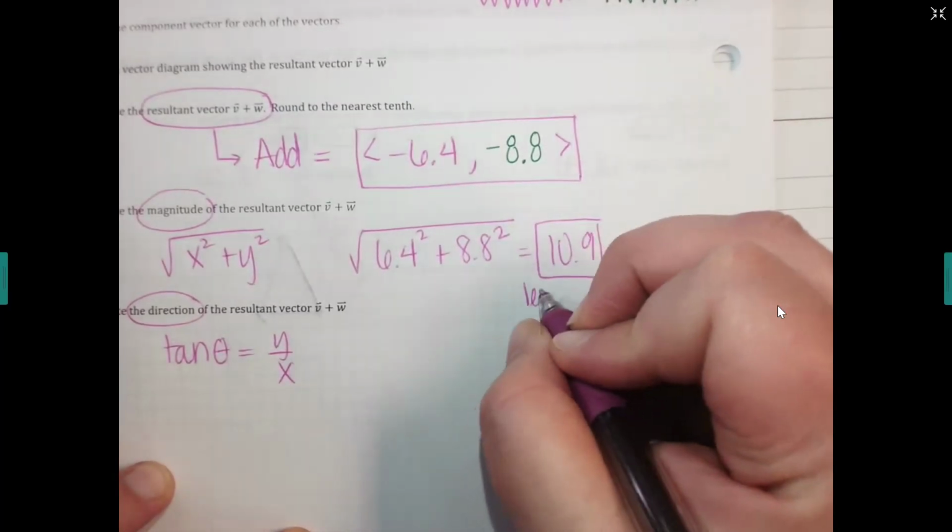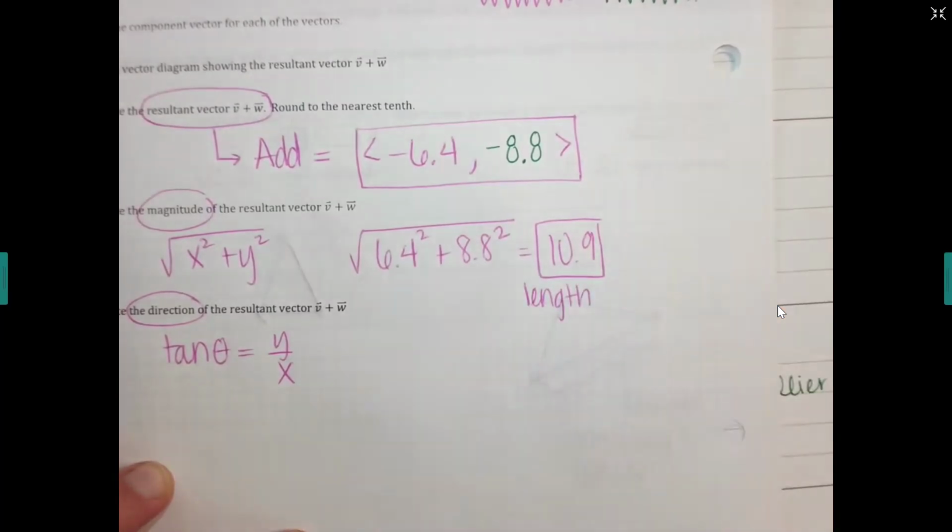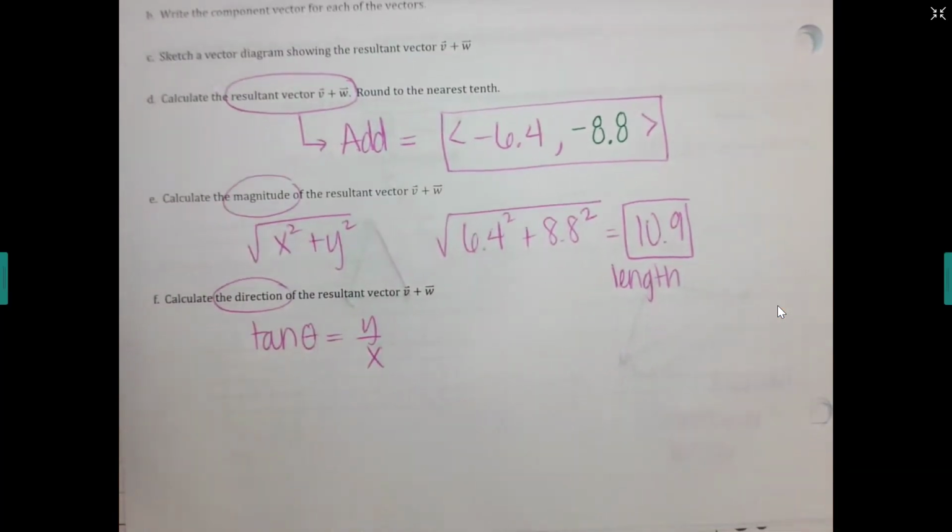Remember, that's the length of the resultant vector from adding the first two vectors together. It depends. You'll look at what your homework says. Usually if these are whole numbers, you're going to leave it in radical form. But if you rounded these to decimals, you're going to round this as a decimal.